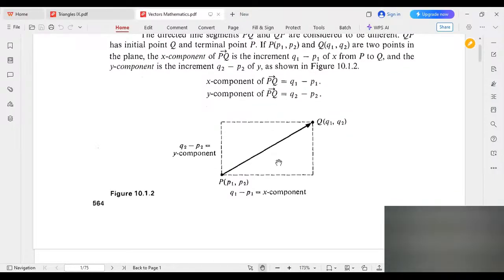Again, we discuss this figure. So Q2 minus P2 is the y component and Q1 minus P1 is the x component. So this is the vector PQ. The x component of vector PQ equals Q1 minus P1, and the y component of PQ equals Q2 minus P2. Let's go forward.